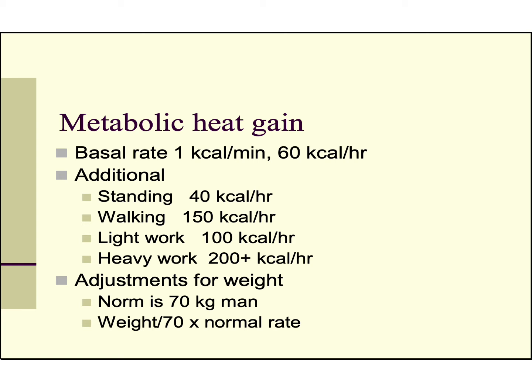Now let's look at the quantitative aspects of each of these heat inputs to the body, starting with metabolic heat gain. From the basic processes going on in the body, just the heart beating, the lungs pumping, and so on, we have a basal rate of heat gain of about 1 kilocalorie per minute or 60 kilocalories per hour, about the same as 70 watts. That's for a person who weighs the standard 70 kilograms. If you weigh less than that, generally speaking, you'll have a lower basal metabolic rate. If you weigh more than that, you'll have a higher rate.